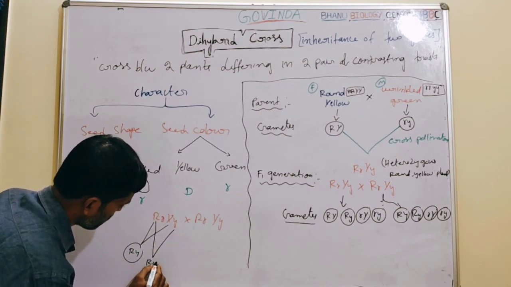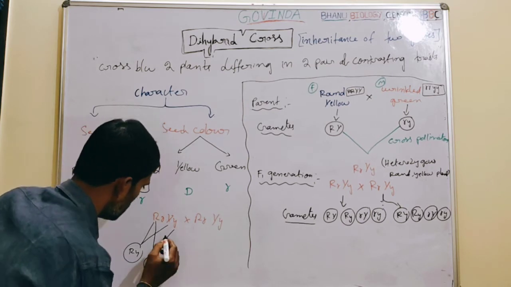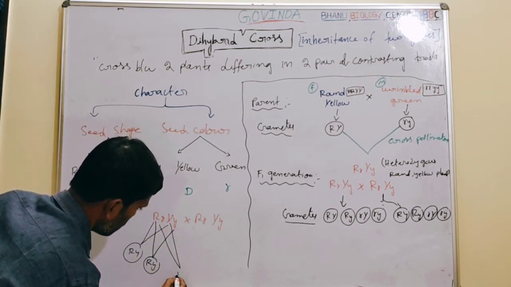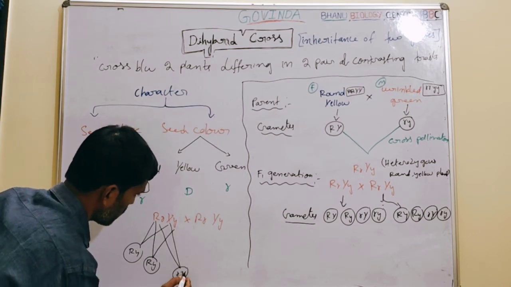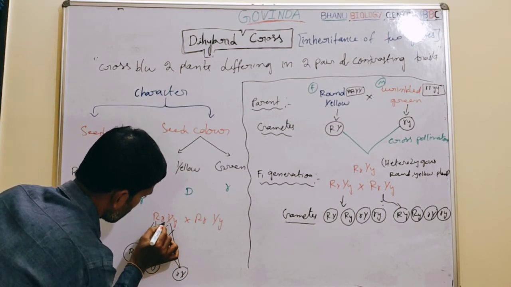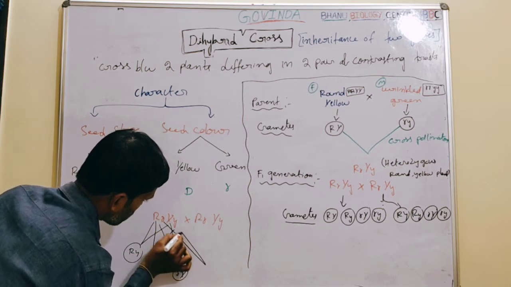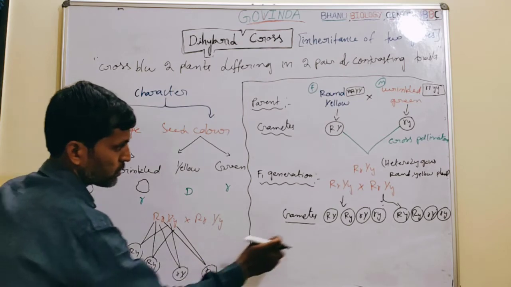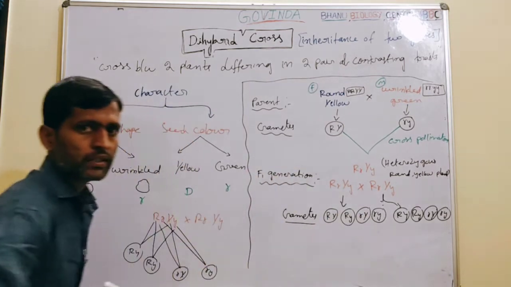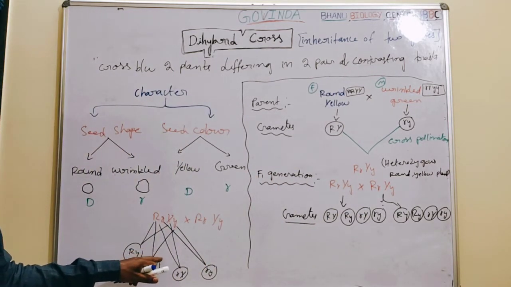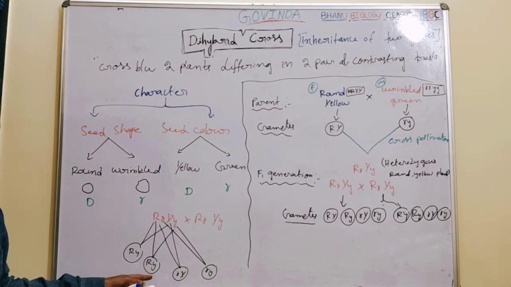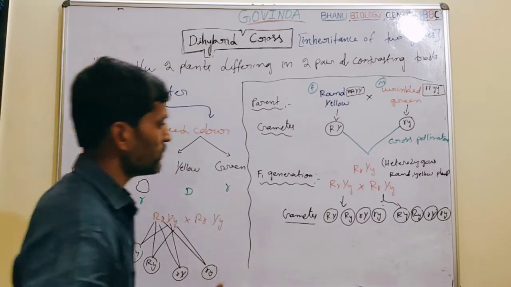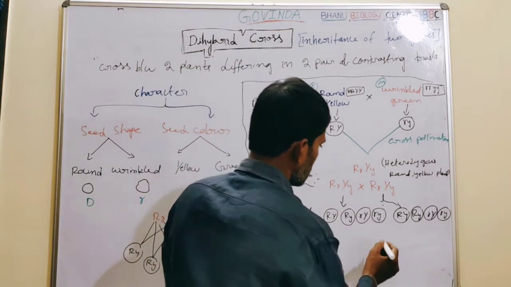Then the gamete becomes capital R, small y containing gamete. Then this small r may combine with capital Y. Then the gamete becomes small r, capital Y. So this small r also has a chance to fuse with this one, so small r, small y. So these are the gametes. So match with these gametes. So this is the easy process to write the gametes with 100% accuracy without confusion. Right. So now do the selfing.